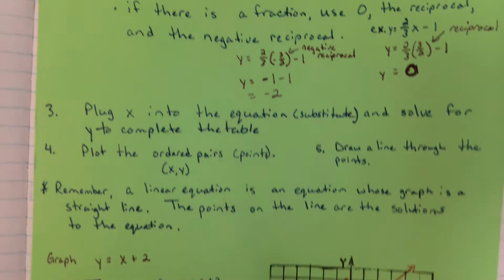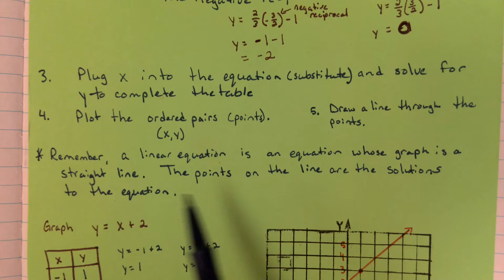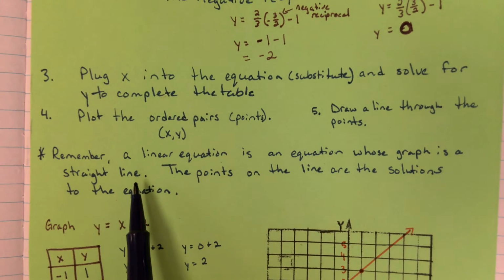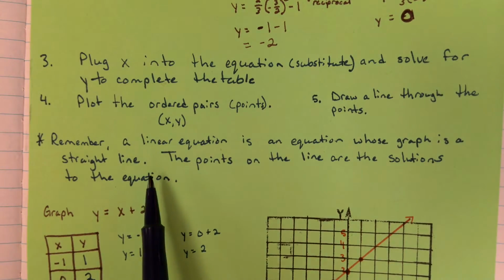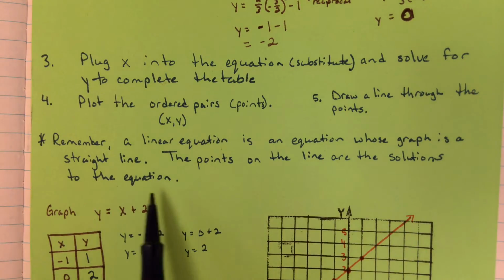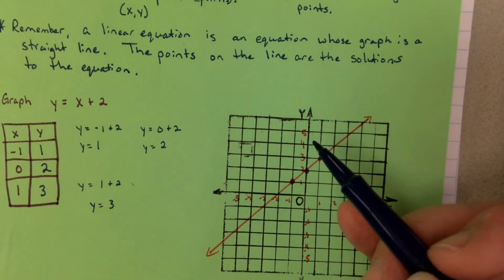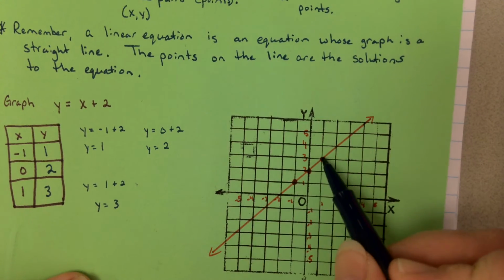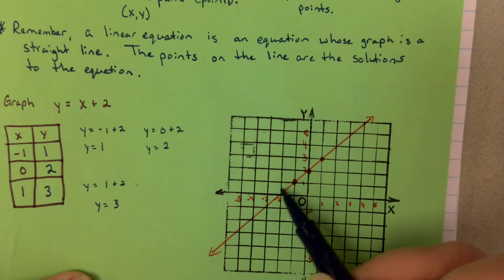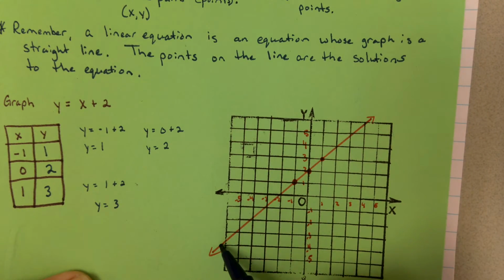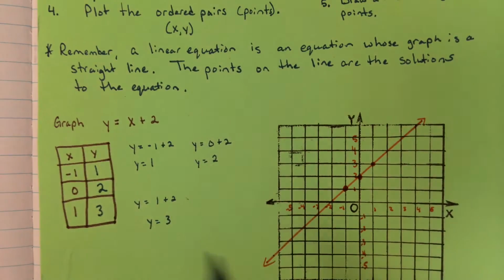And then here, remember, a linear equation is an equation whose graph is a straight line. So if when you're plotting your points, you don't end up with a straight line, you've probably made an error. You need to go back and check that. The points on the line are the solutions of the equation. But remember, on my example here that I've already worked out, these points are not the only solutions. Every point on this line, it's an infinite number of solutions. Every single point, as small as you can get, those are all solutions to that equation.